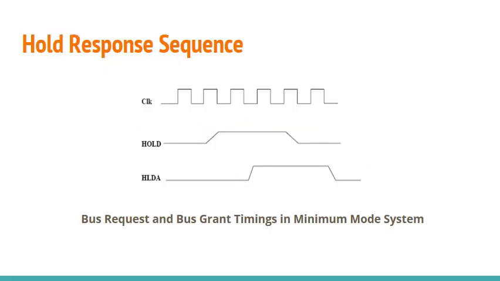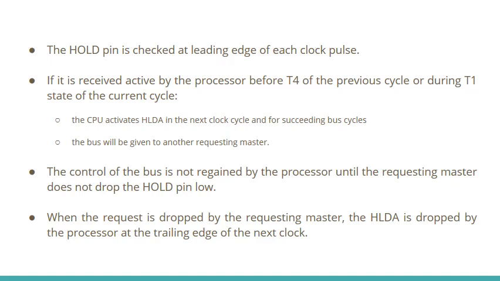Now let's look at the hold response sequence of the minimum mode operation of 8086. The hold pin, or the hold signal, is checked by the processor at the leading edge of each clock pulse. From the figure, we can see that the hold signal is found active high only during the leading edge of the third clock pulse.